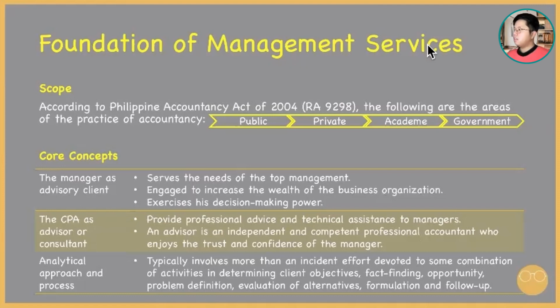The first one is the manager as advisory client. If we are talking about management services, we are serving the needs of the top management and we are engaged to increase the wealth of the business organization. We have to exercise decision-making power. The CPA as advisor or consultant must provide professional advice and technical assistance to managers. As a consultant, you will be an advisor that is independent and a competent professional accountant who enjoys the trust and confidence of the managers.